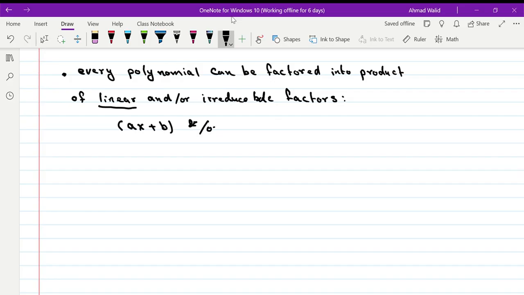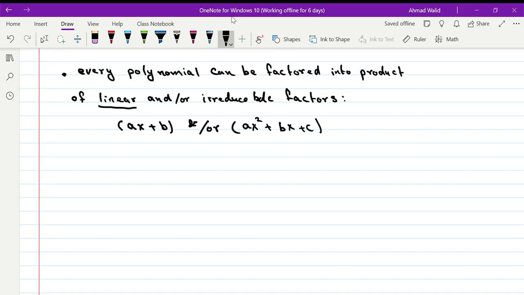Or irreducible factors, ax squared plus bx plus c, which is not linear. And some of the quadratics, you cannot factor any more. You cannot reduce it any more. This is one of the rules of polynomial expressions, or polynomials in general. I can say polynomials can be factored as linear factors or irreducible factors.